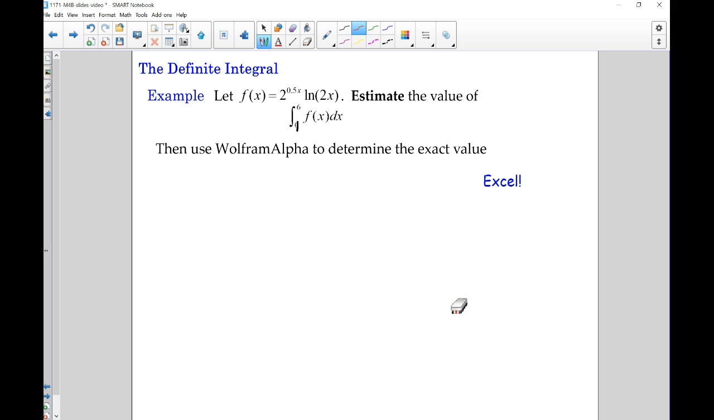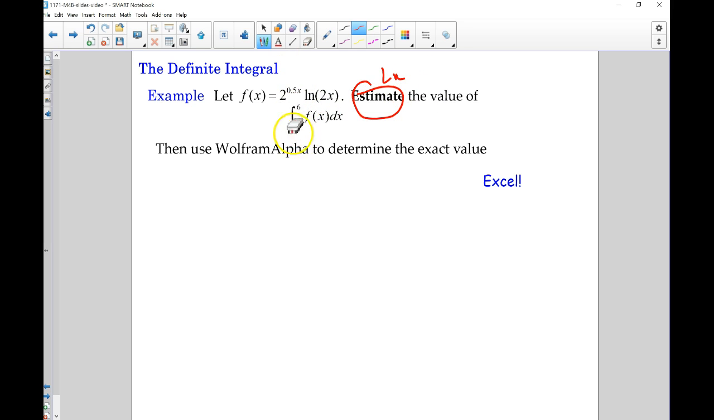Now, this next example isn't so pretty. You can graph it in Wolfram Alpha, whatever you want. It's not going to be pretty. So what we want to do is estimate. Okay, so this is the word estimate. You should read as find a Riemann sum. Okay, estimate the value of this integral.